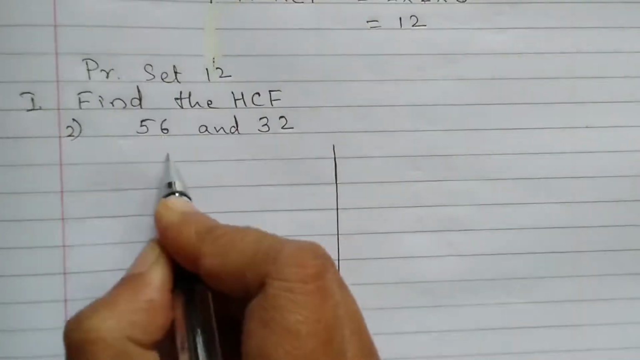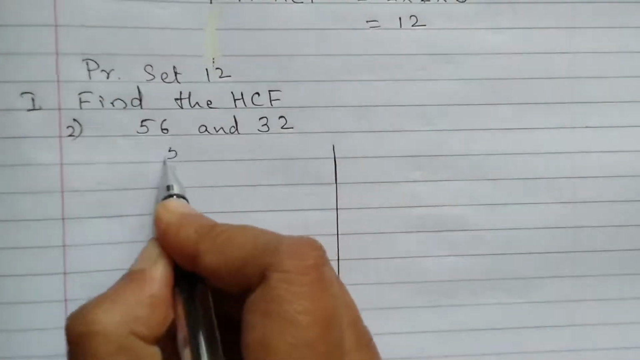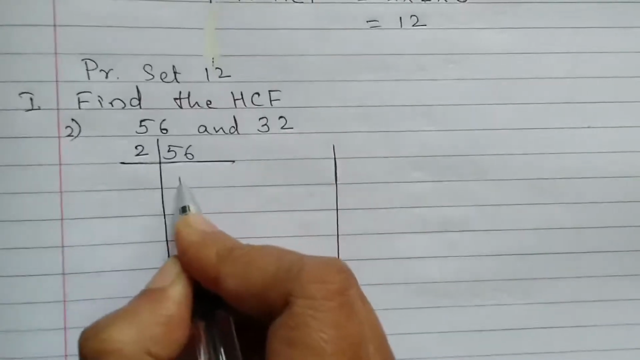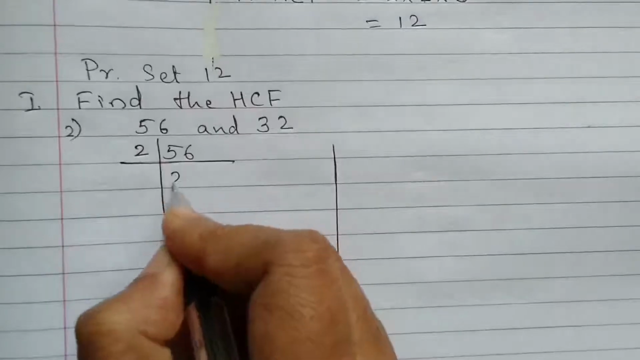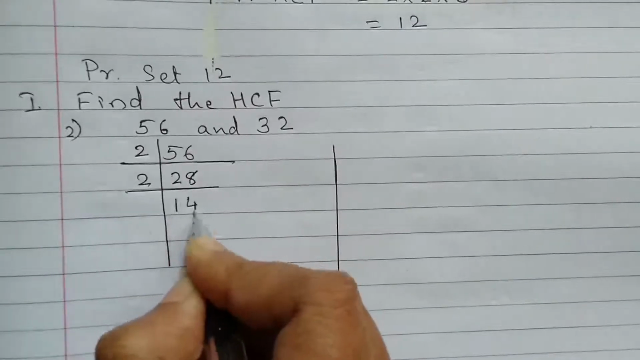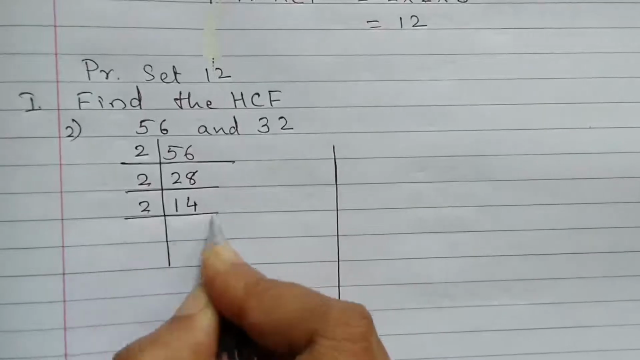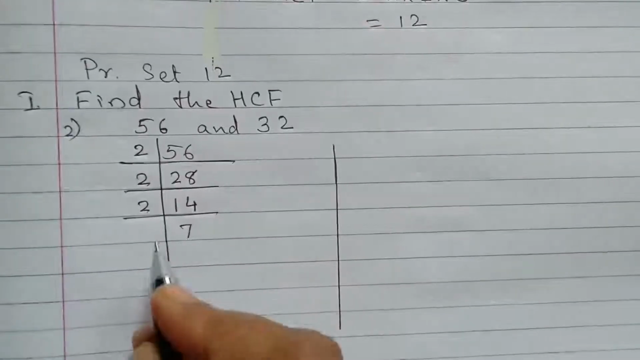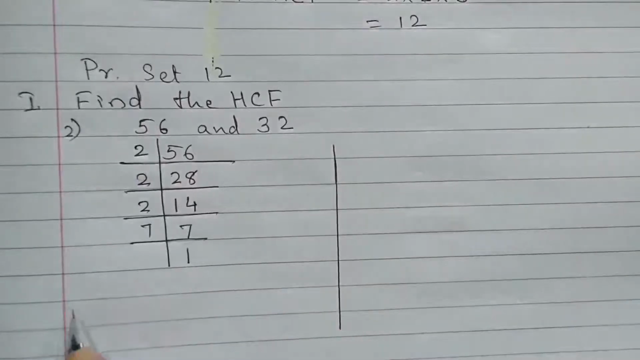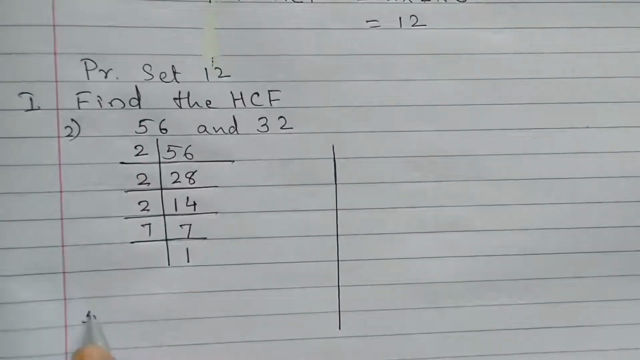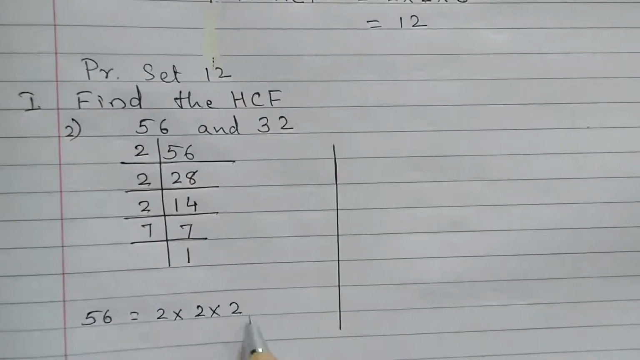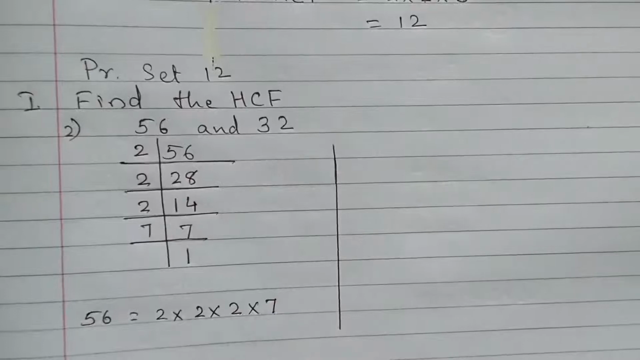Now let's write the factors of 56. Even number, so we'll divide it by 2. So you will get 28. Again it's an even number, so you will get 14. 2 again. 7 times 14 and 7 one time. So you can write 56 as 2 multiplied by 2 multiplied by 2 multiplied by 7.